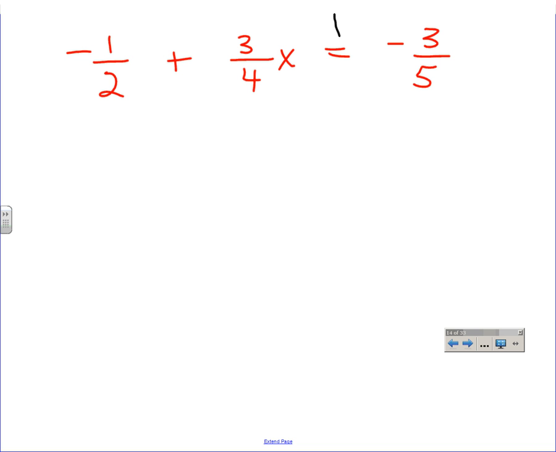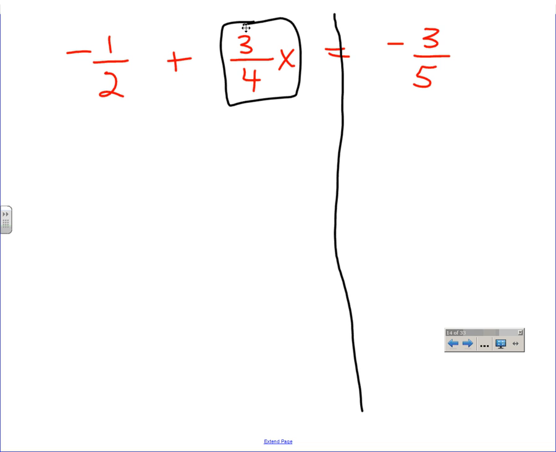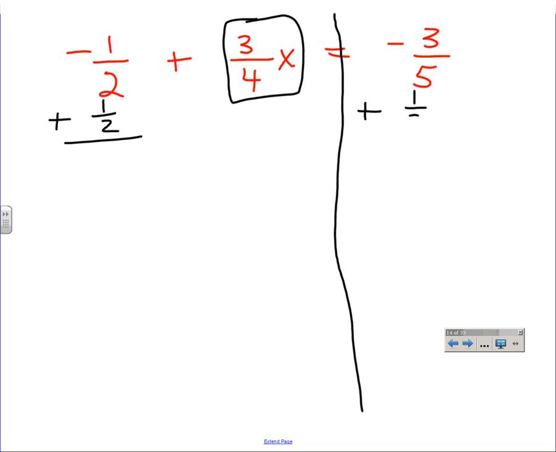So the first thing I always do, separate my two sides of the equation. All right, now I want to get the x by itself. So I'm going to save this 3/4 x till the very end. So first thing I need to get rid of is the negative 1/2. To do that, I can add a half. I'm going to add 1/2 to both sides.